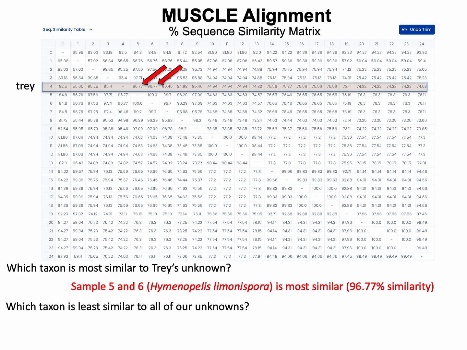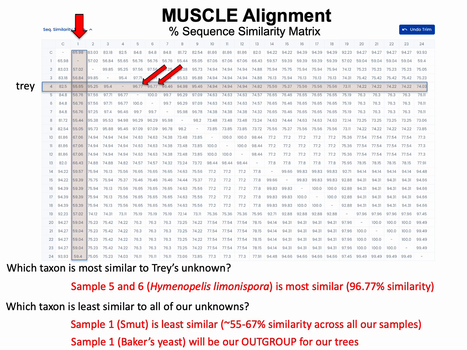We can also begin to decipher which taxon is the least similar to all of our unknowns. Can you hit pause and figure it out on your own? If you said sample 1, you're correct. If you look at the percent similarity of sample 1 to all the other samples, you'll find that sample 1, the smut, is the least similar, about 55 to 67% similar across all our groups.